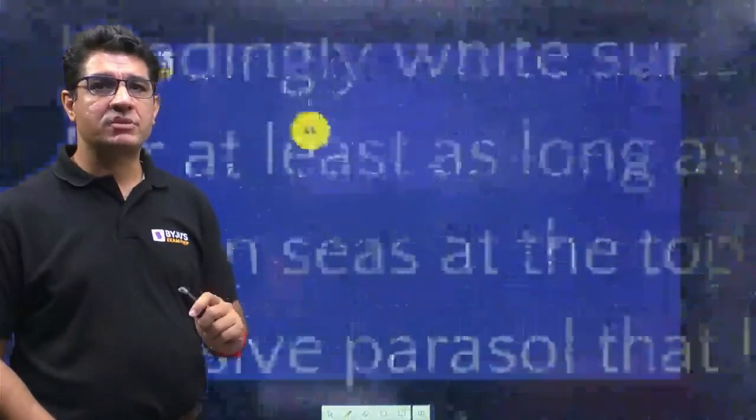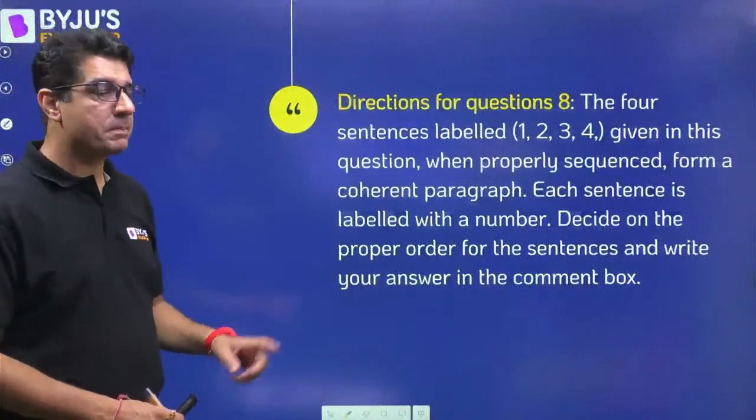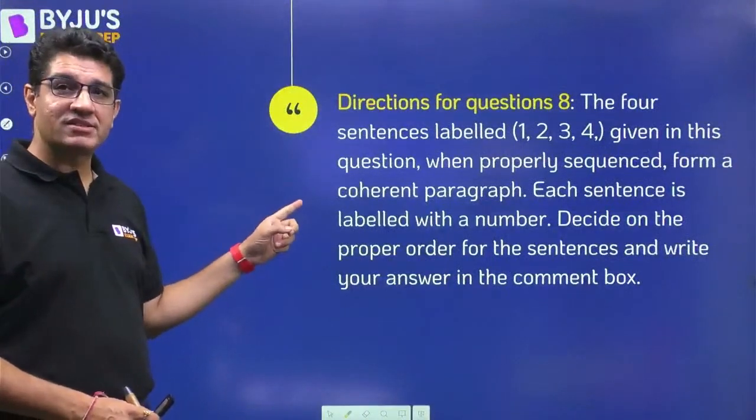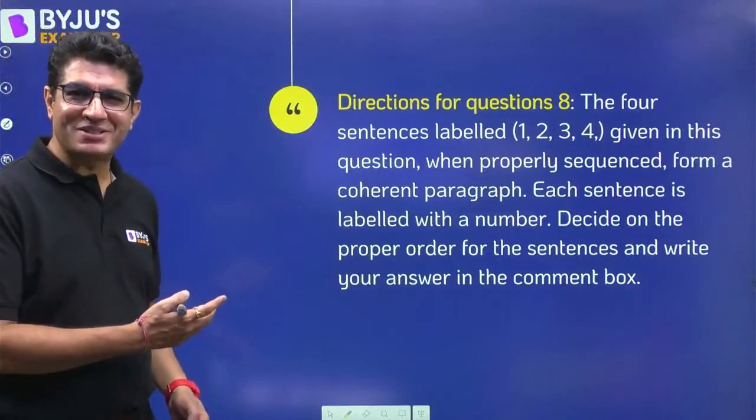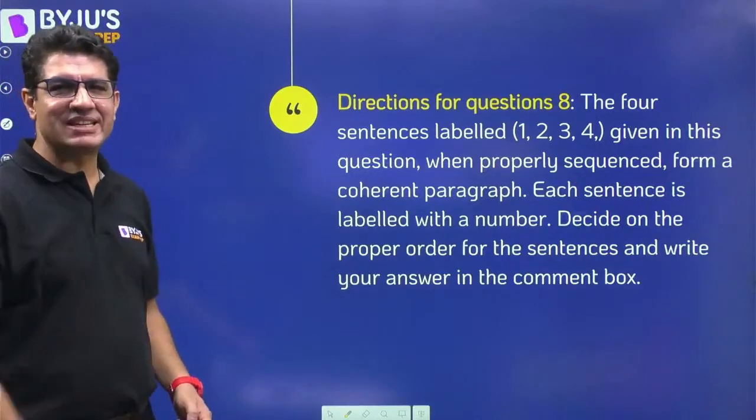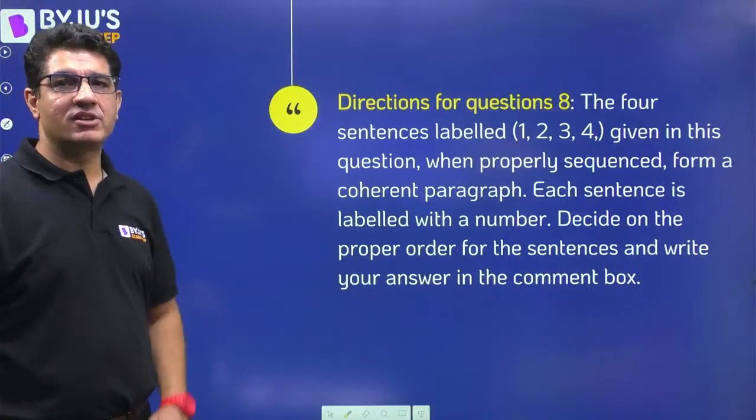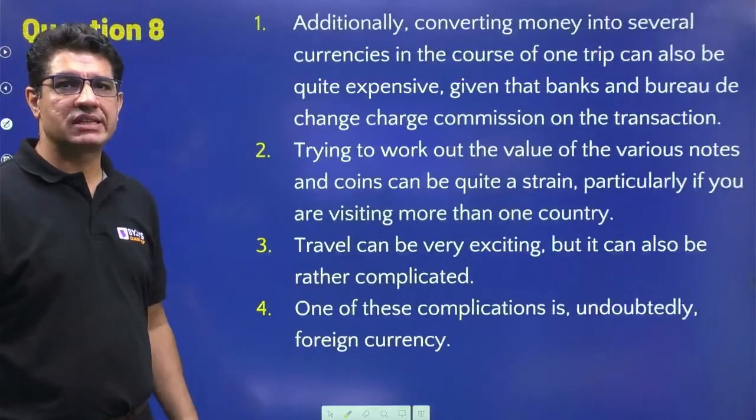And here comes your next question. 4 sentences. Arrange them. So what do we call it? Para-jumbles. These are the directions that you get in the exam. And here is the question on your screen.